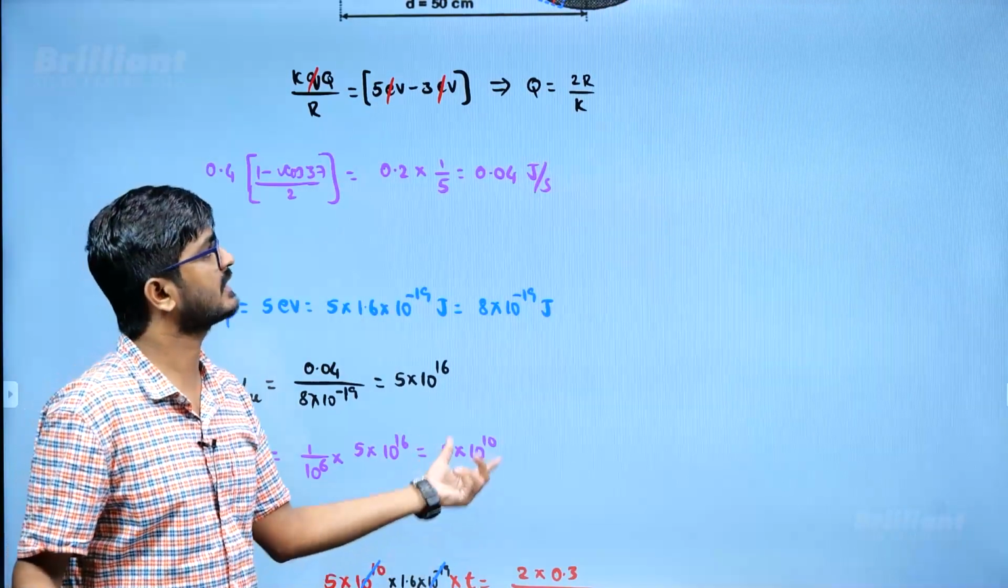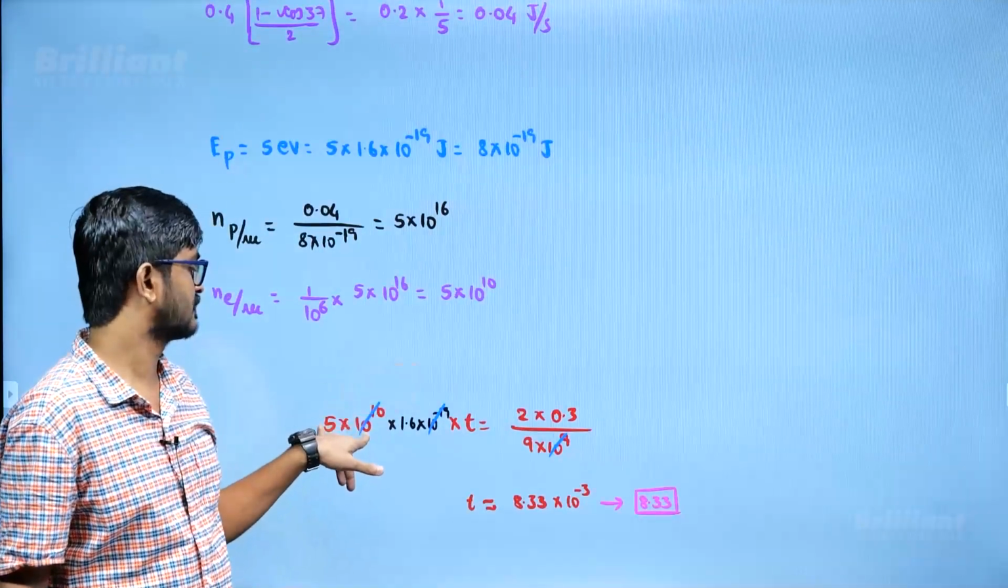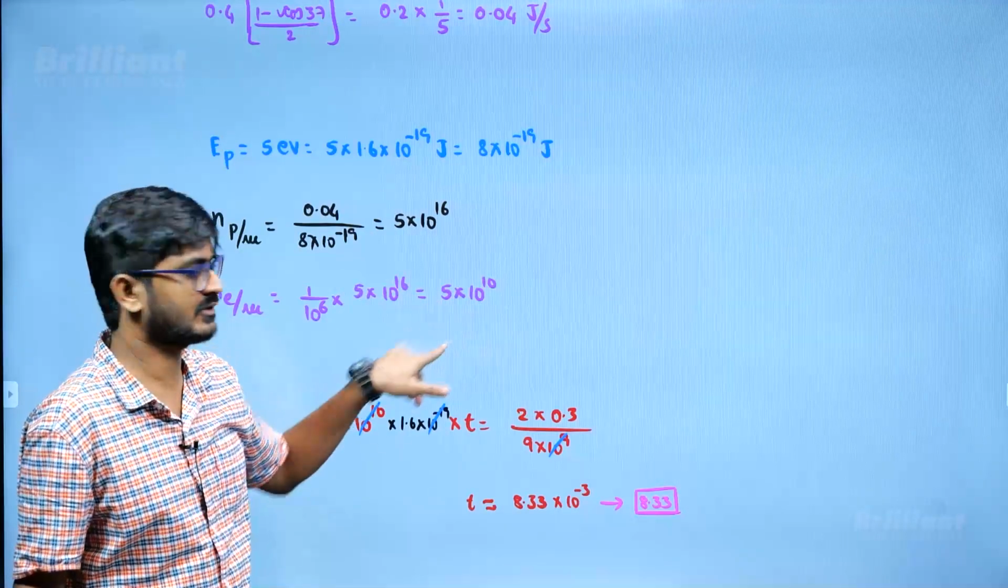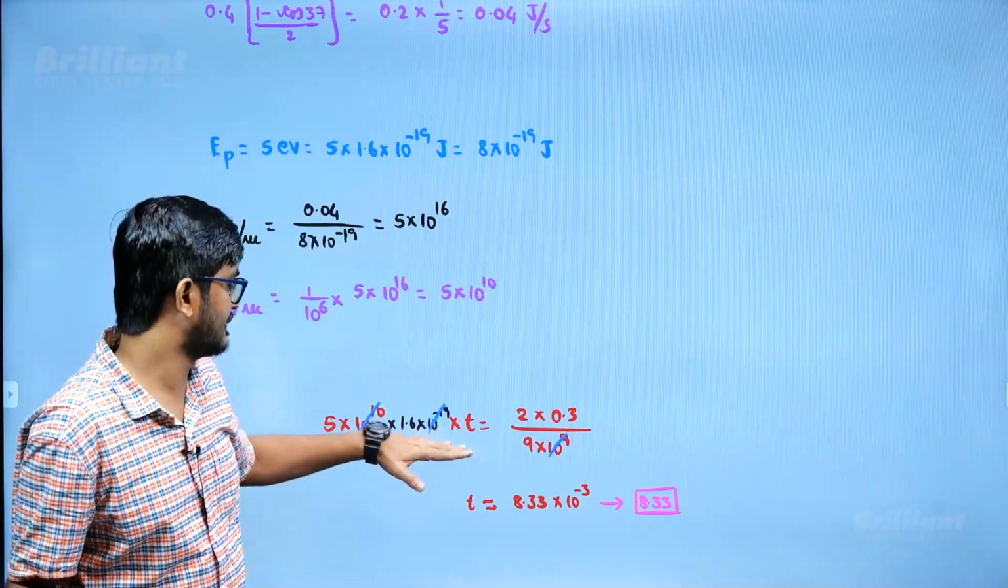But how many electrons are needed to get this much charge? We will see. This many electrons in 1 second. So that is this much charge in 1 second.